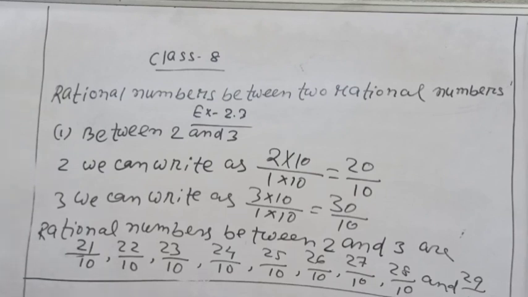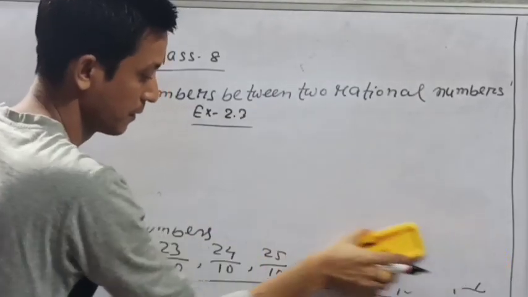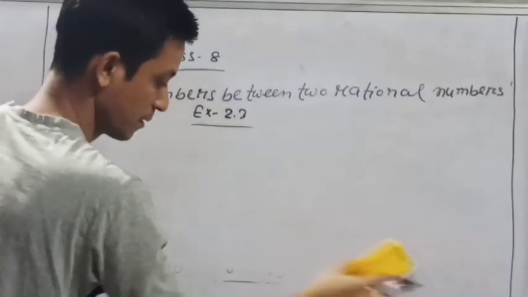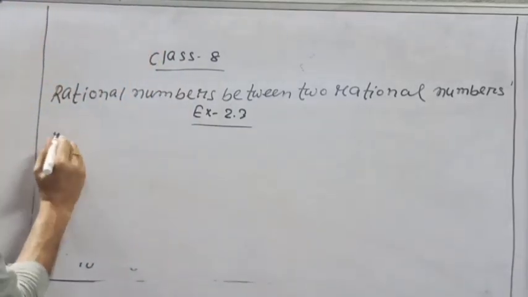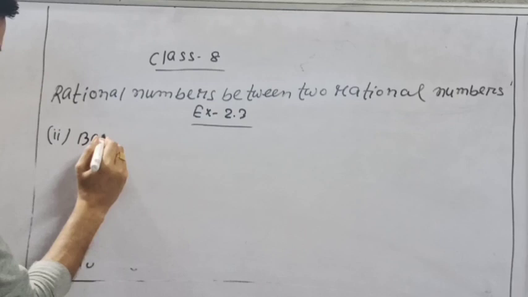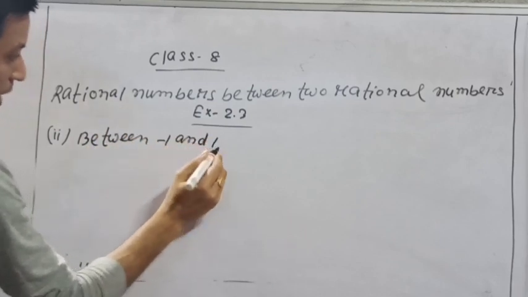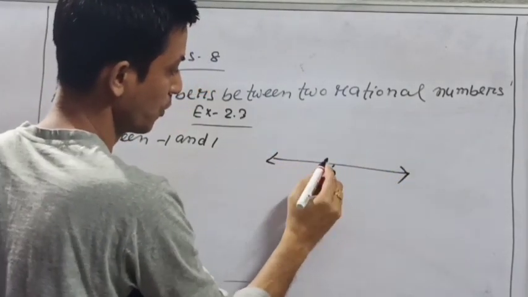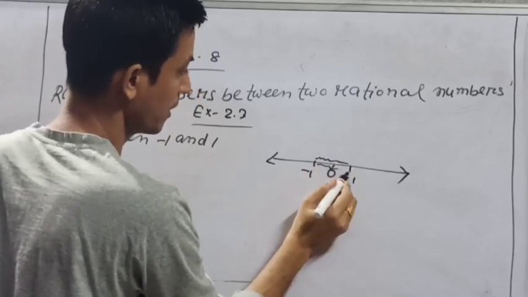Now minus 1 and plus 1. Next, between minus 1 and plus 1. Let's see. Similarly, draw a line for showing, here suppose 0. This is minus 1, this is plus 1. So we have so many numbers in between.